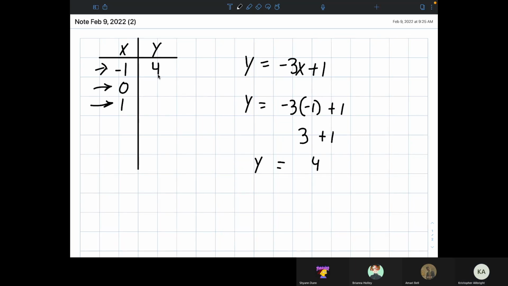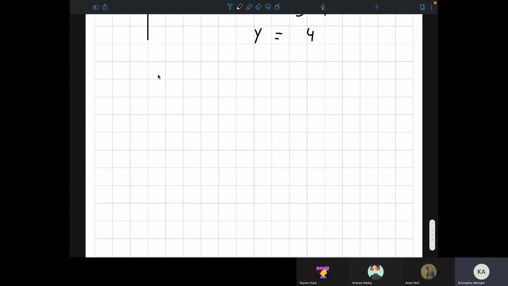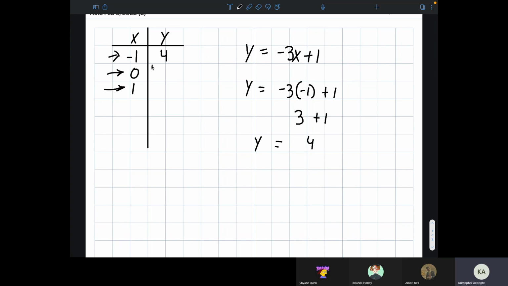So this gives us useful points when we go to graph this equation. Later on, we're going to learn a few more efficient ways to graph equations, but for right now, this will work most of the time. It's not the best way, but graphing equations will work by just plugging in values a lot of the time. So if we're trying to graph this, our first point is -1, 4.